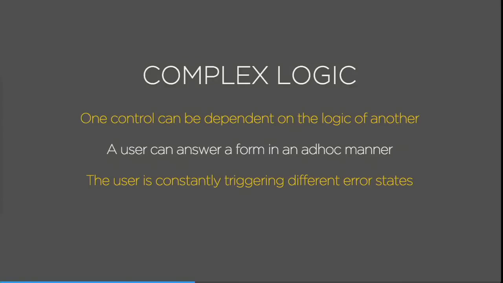So with complex logic, one control can be dependent on the logic of another. Essentially, if I update one control, it can update something else on the form. And if I reverse something somewhere, it can cause me to have to reset everything again.